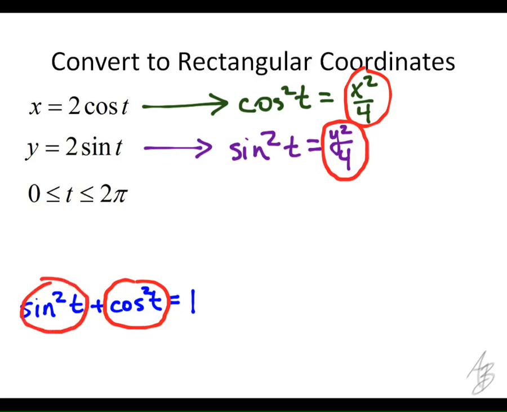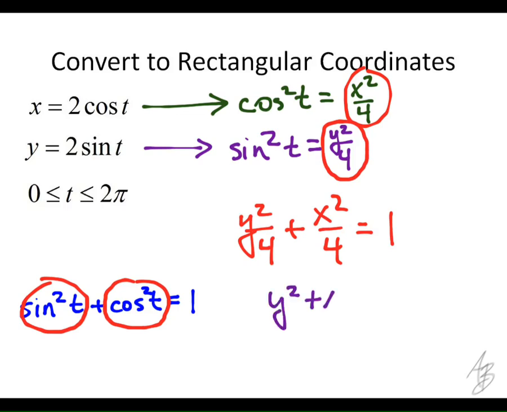So what I get when I do that is y squared over 4 plus x squared over 4 equals 1. And to make this equation look a little more familiar to me, I can just multiply everything by 4. And if I multiply everything by 4, I get y squared plus x squared equals 4. And this is the equation of the circle that we graphed earlier in our calculator, right?